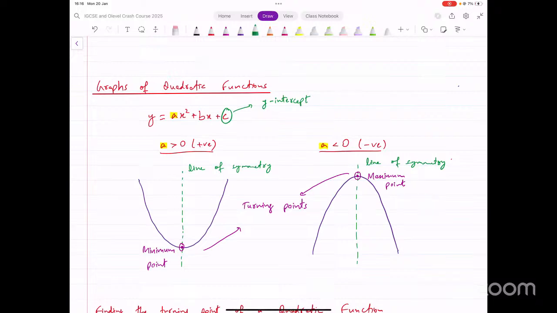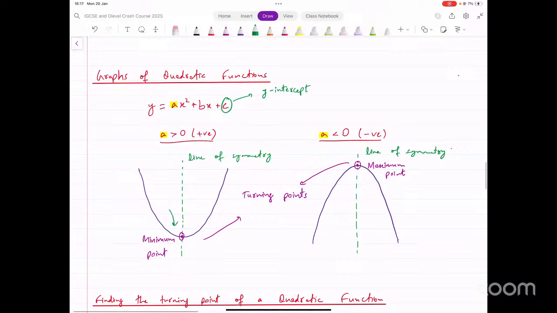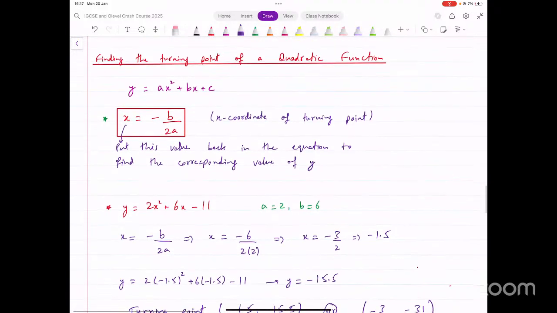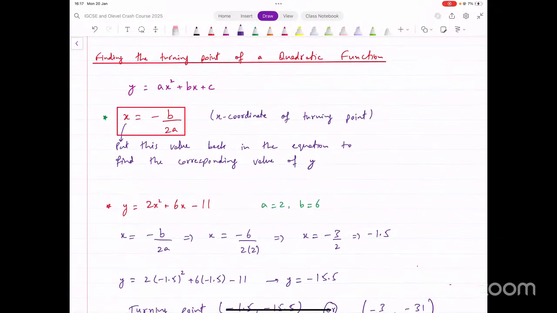Both of these graphs are symmetric and they have this turning point, and we talked about how to find the turning point of this function. The first method for that was using the formula x equals minus b over 2a. That was one formula that we used for this. That gives you the x coordinate of the turning point. And then to find the corresponding y coordinate, you could just put this value of x back in the function, and you would get the corresponding y coordinate as well.